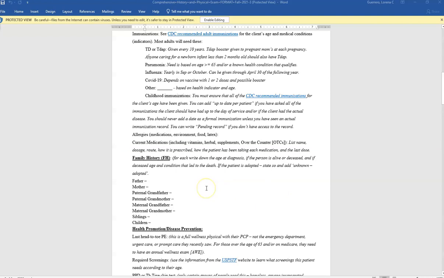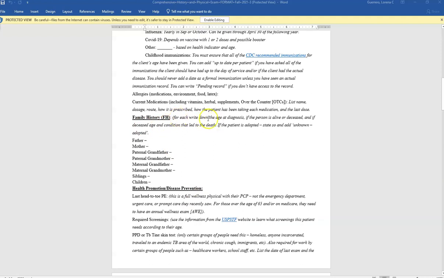Okay, continuing on, we talked about medications and how you note those. Now, family history. For each of these, this is important to note if the person is alive or deceased, if they have a certain health condition, when they got that, like the year, and if it led to their death. So, for example, my father had pulmonary fibrosis. He got it when he was in his 60s, 62 maybe, and he passed away when he was like 69.